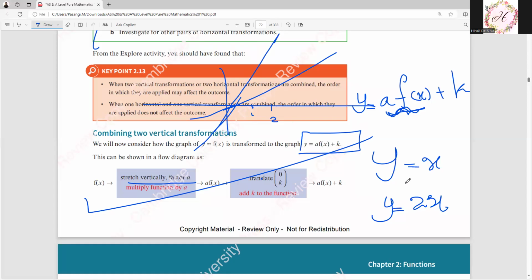Now what will happen? x has become 2x now. When we put the x value as 1, the y value is stretched, which means it's getting much closer to the y-axis, and it's also making it lengthier.